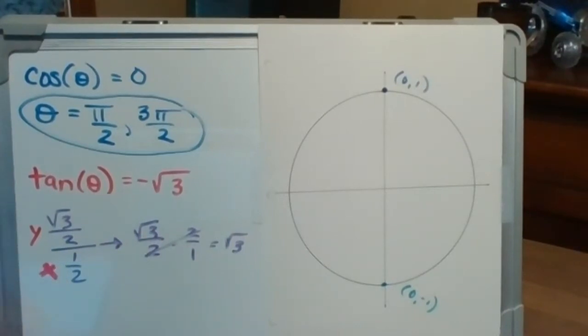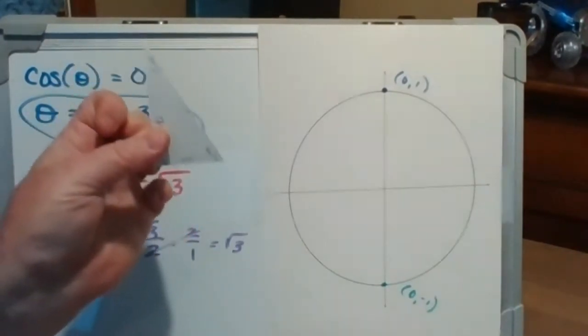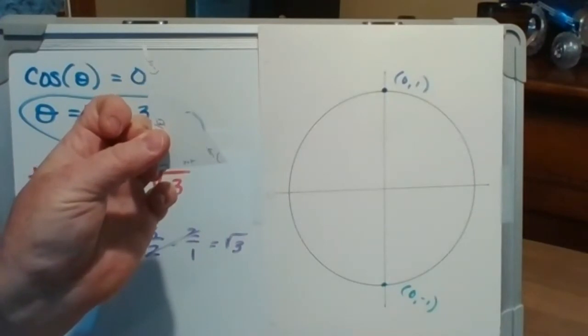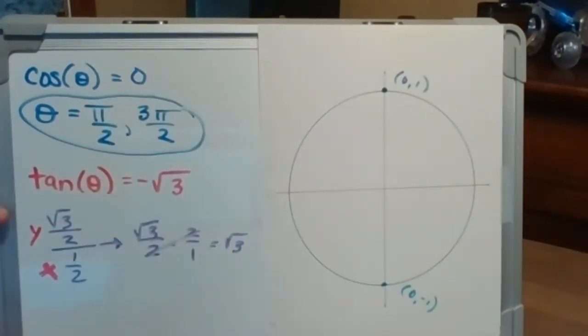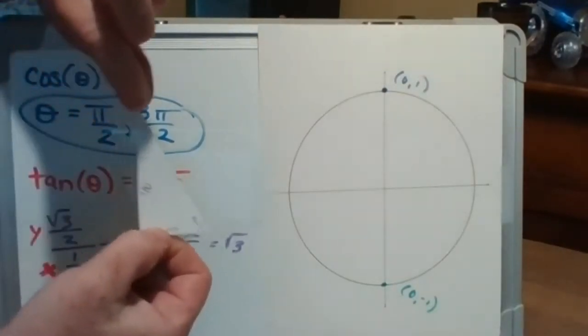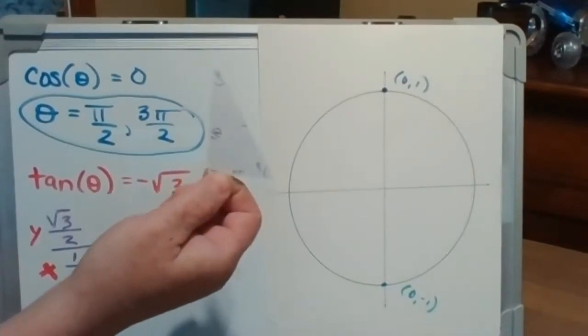That's helpful because that now tells me how I need to position my triangle to get the correct angle. It's telling me that the y is the square root of 3 over 2 and the x is 1/2. So that means that my triangle has to be positioned this way.